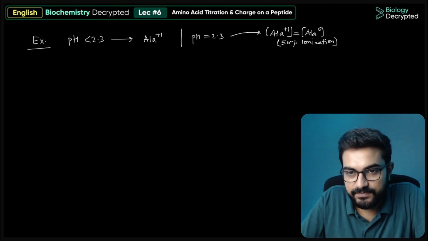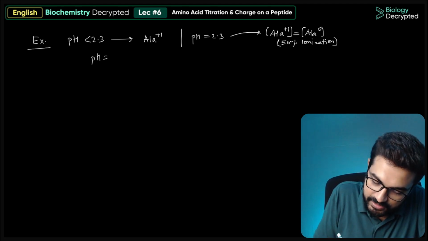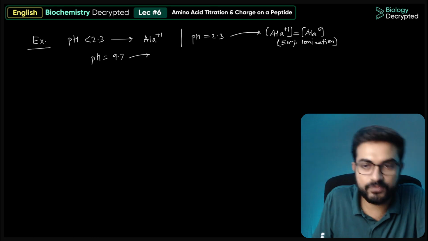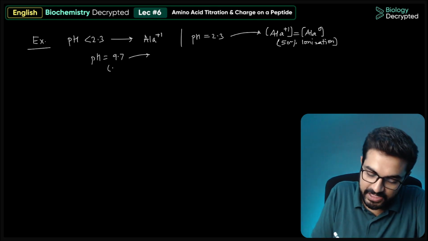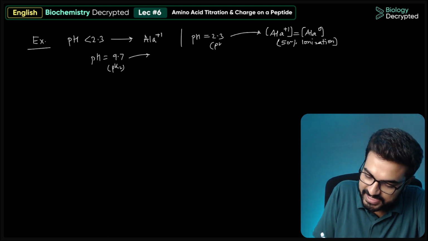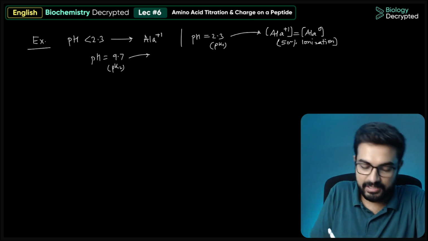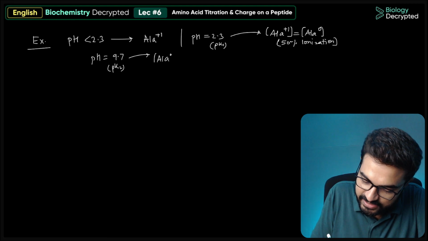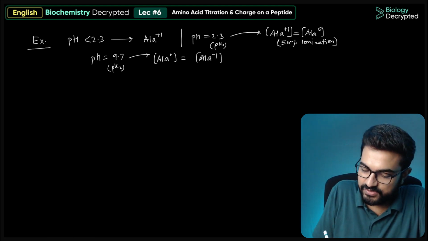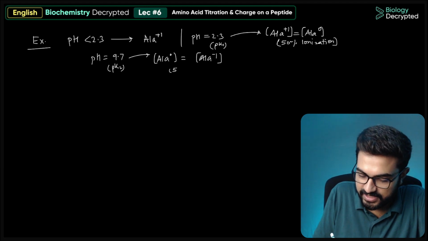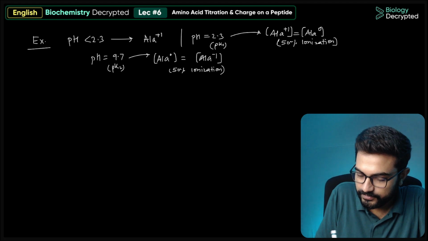Also, if we talk about pH equal to 9.7, at this point this is exactly the pK2, and this was exactly the pK1. For this, the species alanine 0 and alanine minus 1 have equal concentration. That is, we can again talk about 50% ionization. So this is an important concept.